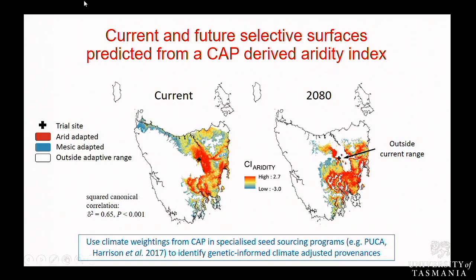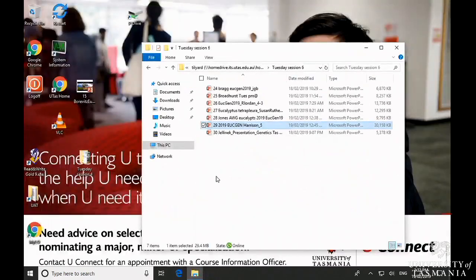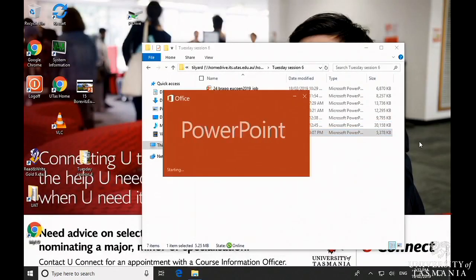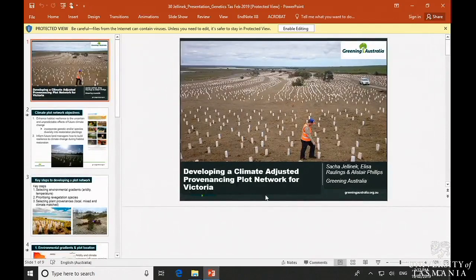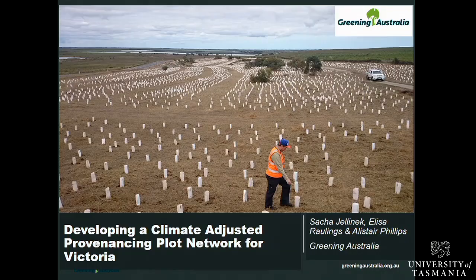See you over there. So Sakshi's going to talk from Greening Australia and La Trobe. We're going to talk about guidelines for habitat restoration in the changing climate.